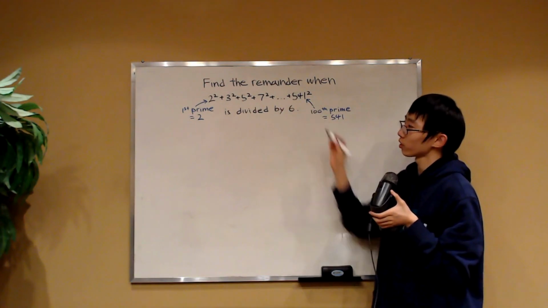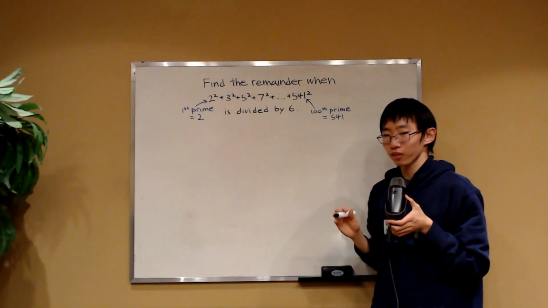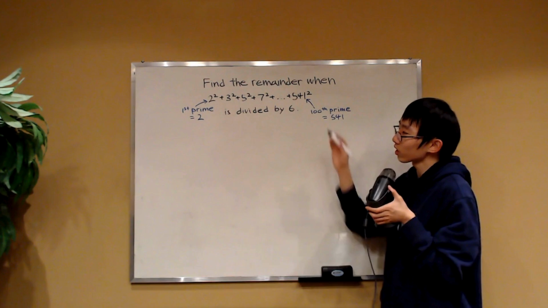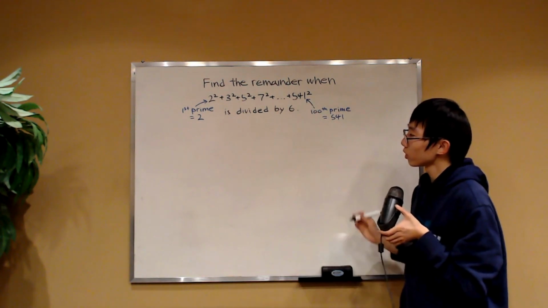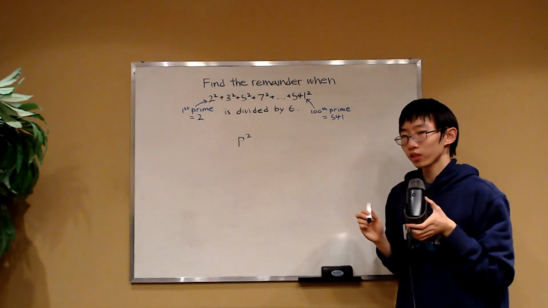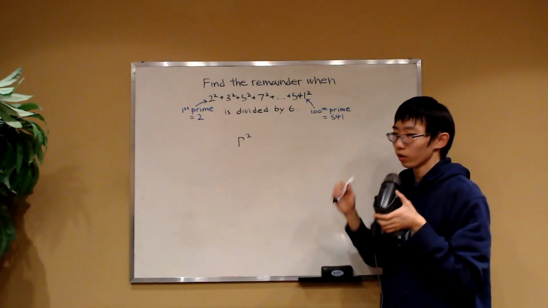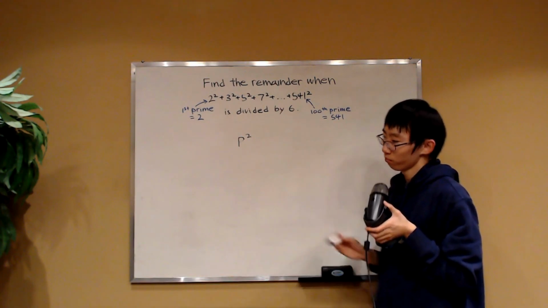I mean, prime numbers and squared numbers, right? Not the easiest things to manipulate. So just consider one term. Each term is just a prime squared. Now let's try to derive a general property that any p squared has for any prime p.